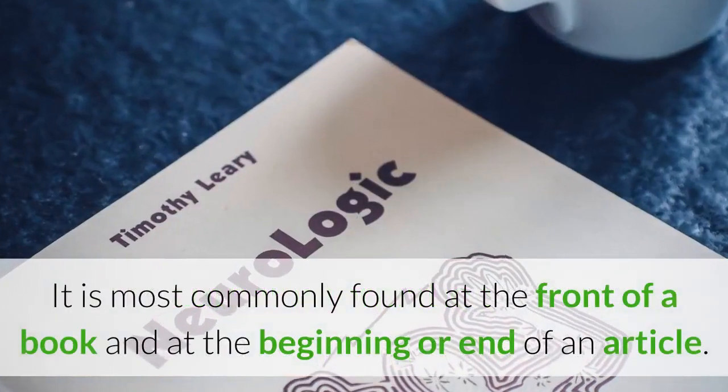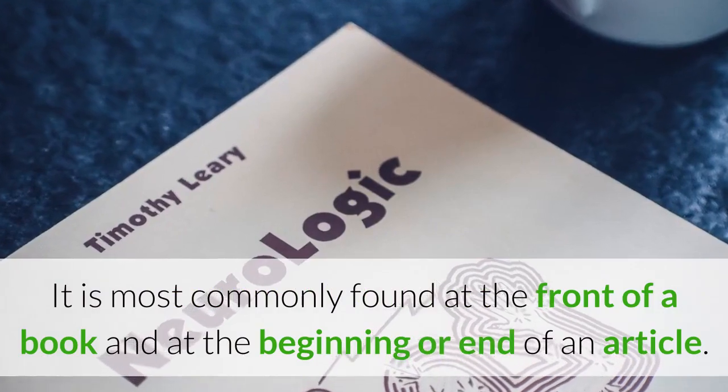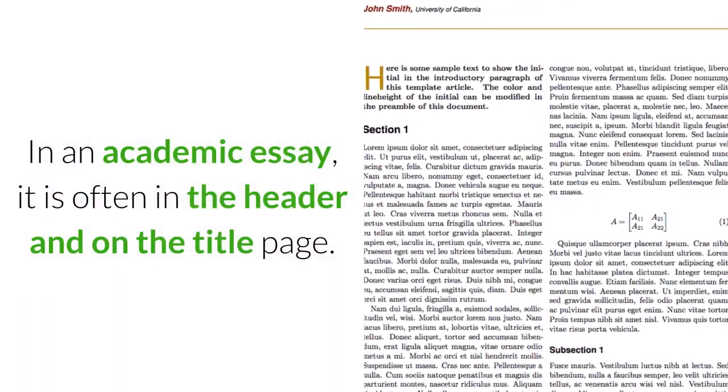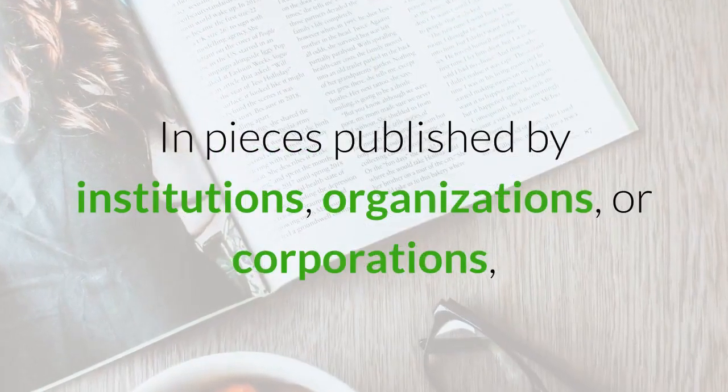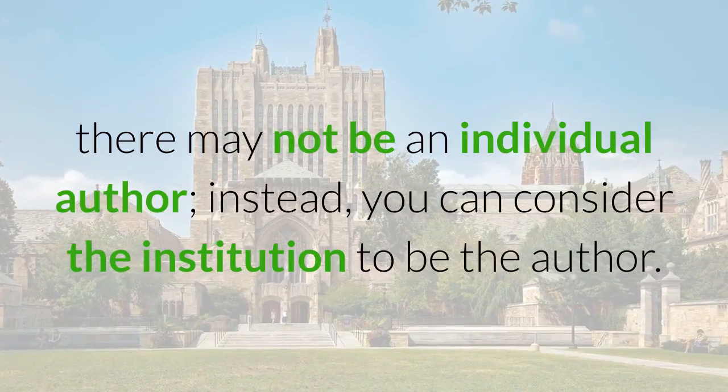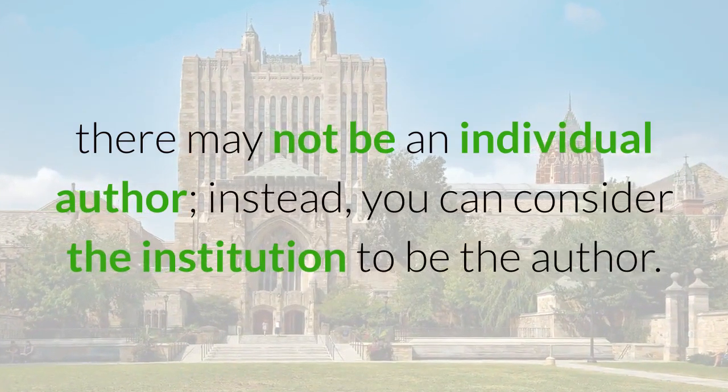It is most commonly found at the front of a book and at the beginning or end of an article. In an academic essay, it is often in the header and on the title page. In pieces published by institutions, organizations, or corporations, there may not be an individual author. Instead, you can consider the institution to be the author.